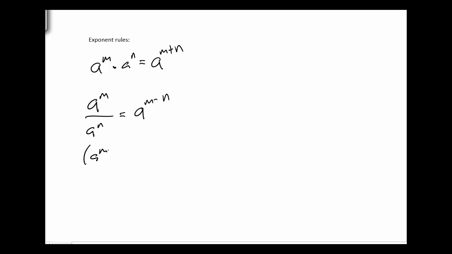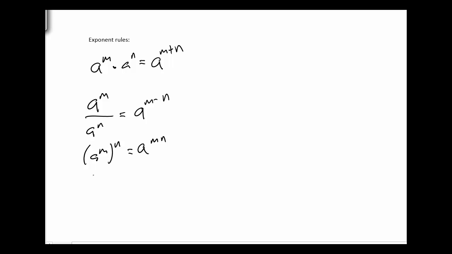Okay, so I want to remind us of a couple of the exponent rules, and then we'll look at some illustrations of this. So if I am multiplying two things with the same base, I'm going to add the exponents. If I am dividing two things with the same base, I'm going to subtract the exponents. If I am raising a to the m raised to the n power, so if I'm raising an exponent to an exponent, now I'm going to multiply.